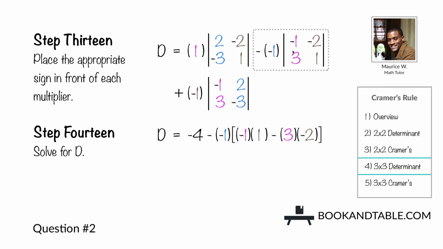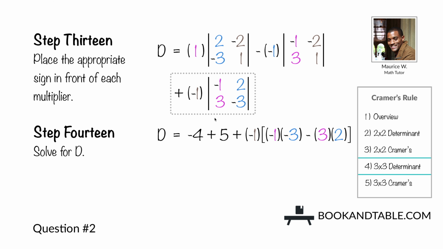The next 2 by 2, we have -1 times 1 minus 3 times -2. And we'll have minus -1 on the outside of that. Starting inside, we have -1 times 1, which is -1. -1 minus 3 times -2 is minus -6. Minus -6 is equivalent to +6. So we get -1 plus 6, which is 5. -1 times 5 is -5. Minus -5 is +5.